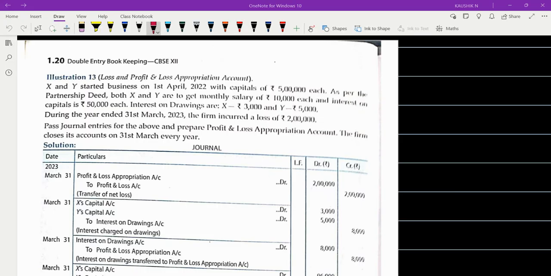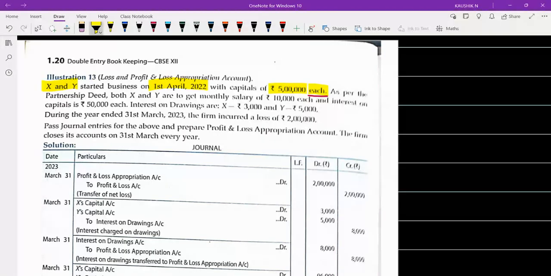So you could see here problem number 13. X and Y started a business on 1st of April 2022 with a capital of rupees 5 lakhs each. So what is the value? X has contributed 5 lakhs, Y has also contributed 5 lakhs. This word "each" is very important. If you don't see this word, you'll assume that only X has contributed and Y has not contributed anything, so the total capital of the firm is only 5 lakhs. Not that. The total capital of the firm is right now 10 lakhs rupees.